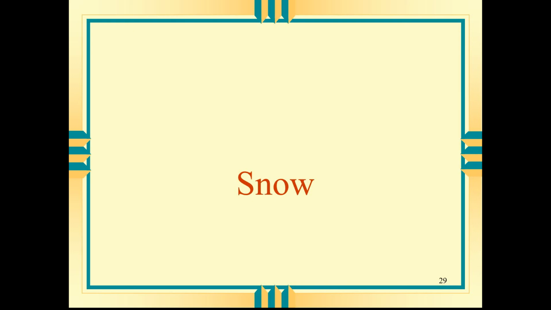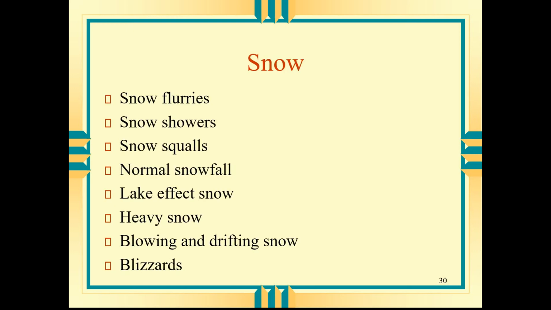Next is snow. We're moving through this at quite a fast pace. Snow. So, different types of snow, which you're like, is there only one type of snow? There's many types of different snow. Snow flurries, snow showers, snow squalls, normal snowfall, lake effect snow.